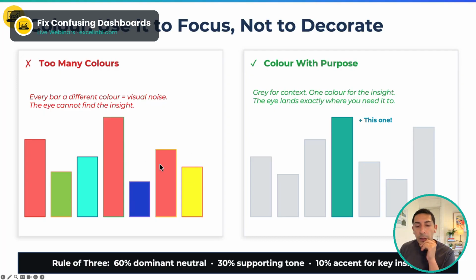Normally, there's a rule of three: 60% dominant neutral, 30% support tone, and 10% accent. So if you follow this rule, everything should be pretty much gray, then a little bit of highlight with this dark gray, and then the 10%, which is this highlight, should be where we would like to get our attention. It's not a place for decoration. It's not an expression of pop art. This is about results, and this is what we're looking for in our dashboards.